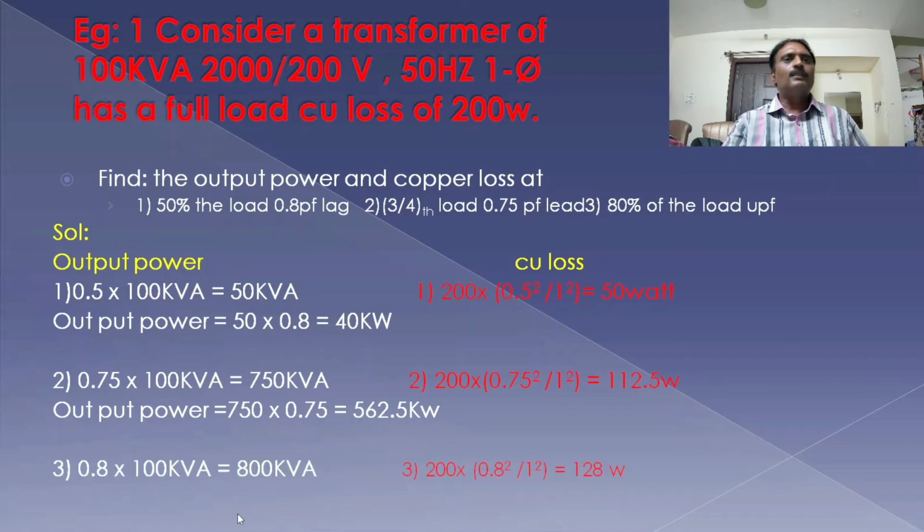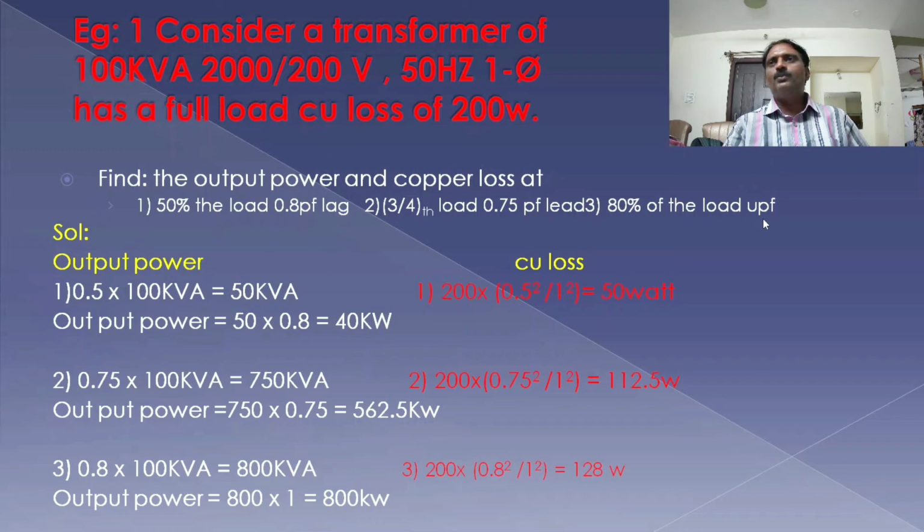Similarly the third one is 80% of the load, so 0.8 into 100 kVA will give us 800 kVA, and here the power factor is given as UPF, that is unity power factor. Hence the output power will be 800 multiplied by 1, which is going to give us 800 kilowatts.